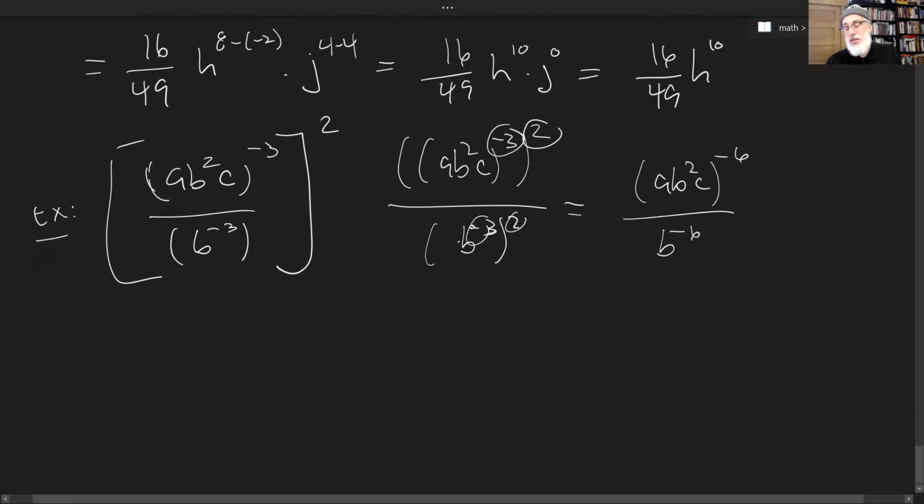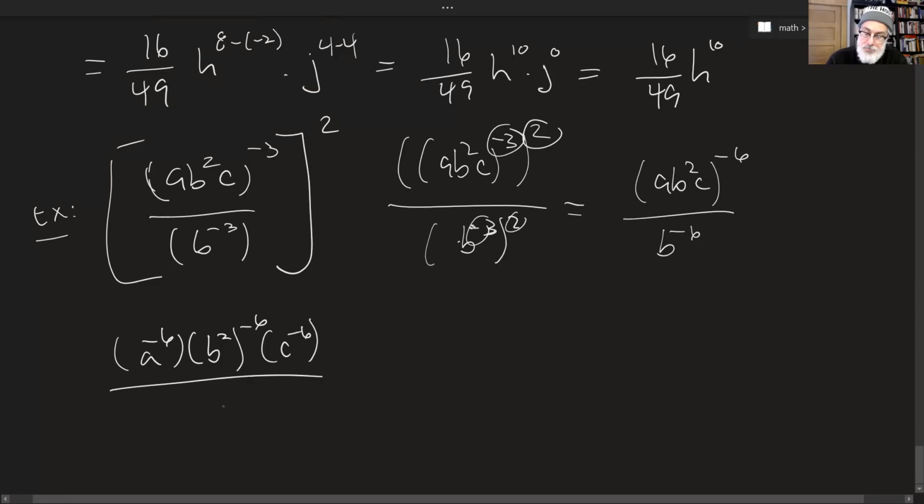Now I have a product and a power. So I'm going to take each individual term to that power, being careful again to keep my terms straight. Then b to the negative 6. So we have a to the negative 6. b is 2 times 6, so b becomes negative 12, times c to the negative 6, divided by b to the negative 6.